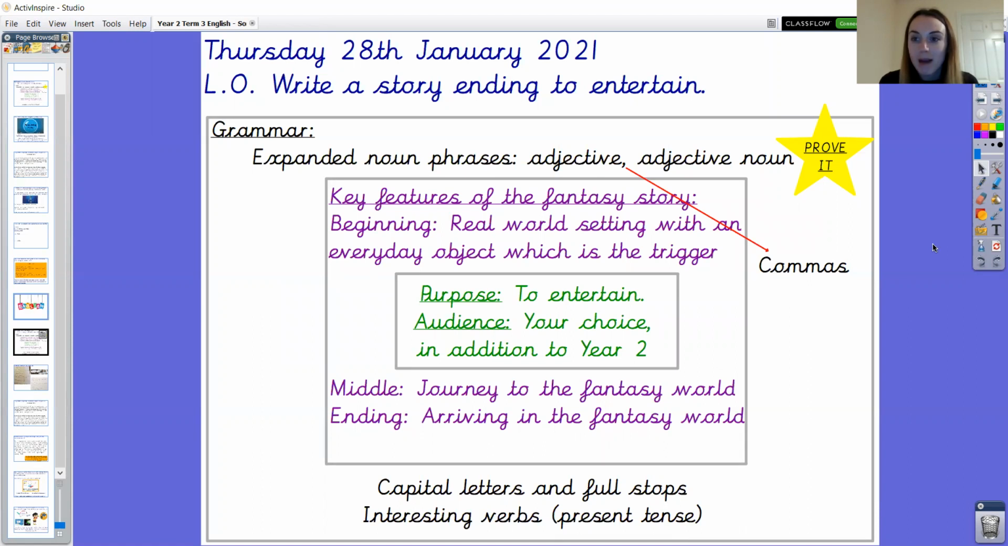When thinking about our grammar features, we're going to practise the skill of expanded noun phrases today. So you must remember to use a comma in between the adjectives before the noun. We're also going to make sure that we're using our capital letters and full stops, as they are so important. And we're also going to be using interesting verbs in the present tense, so thinking about the action happening in the now.